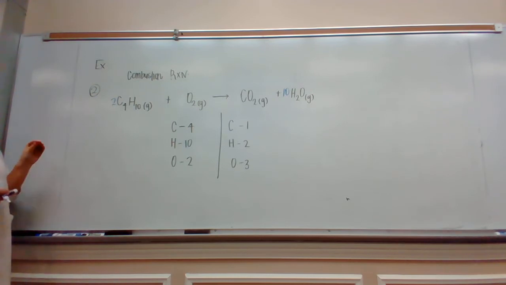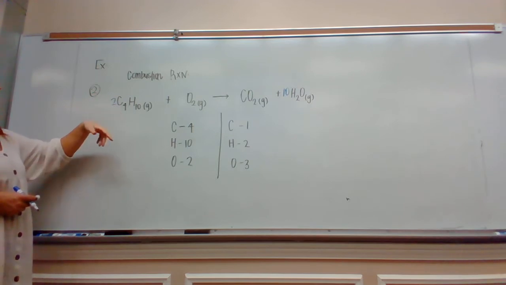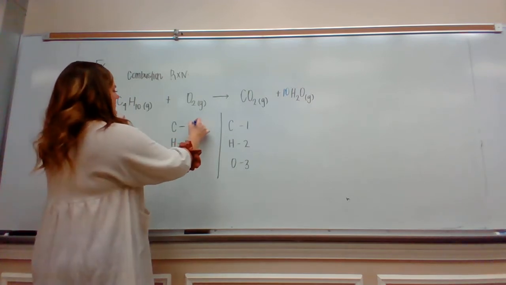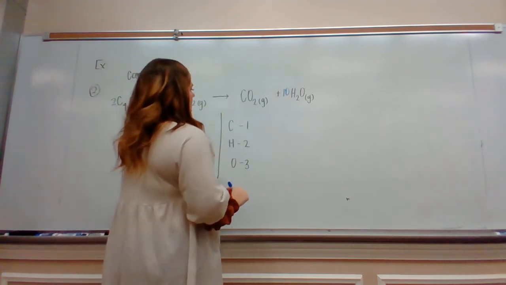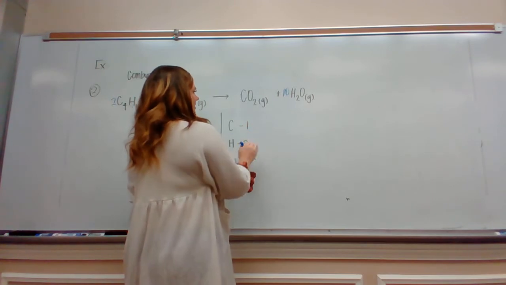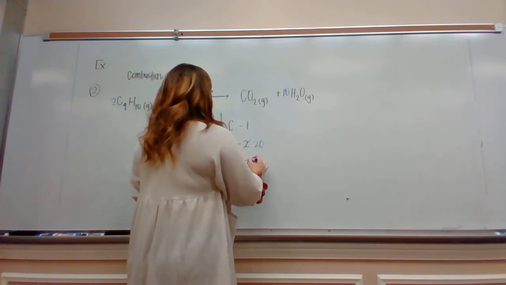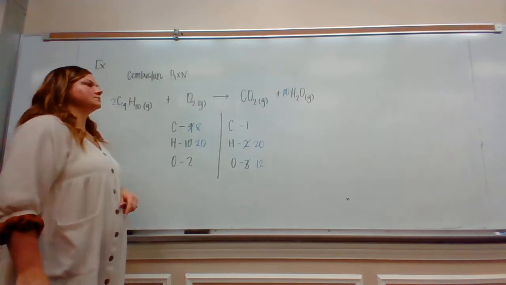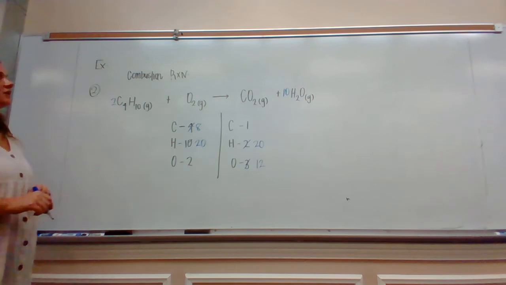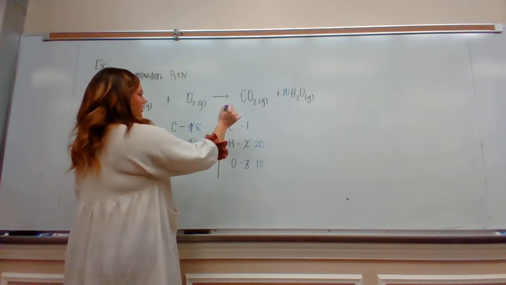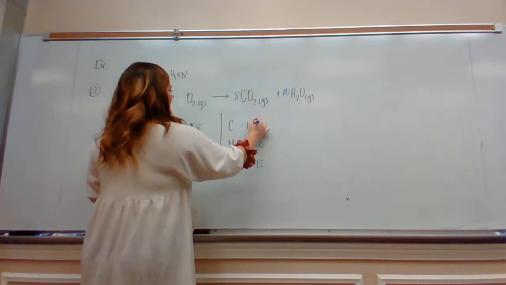Okay. Now count everything up. Recount. So I've got 8 carbons, 20 hydrogens. I didn't change oxygen. I still got 1 carbon, 20 hydrogens, 12 oxygens. Alright, well, let's balance carbon. I need an 8 right here.